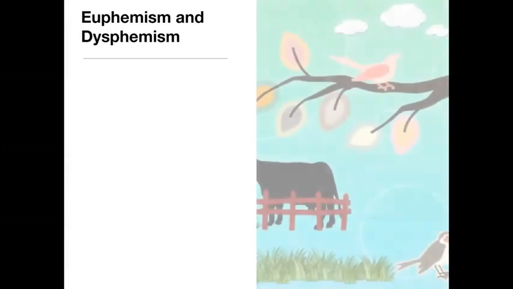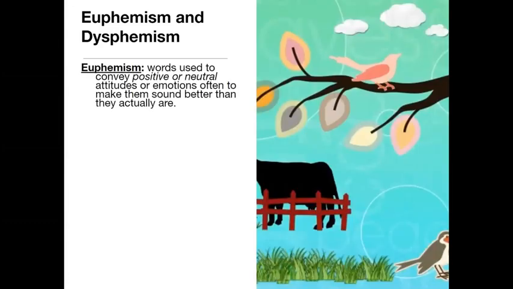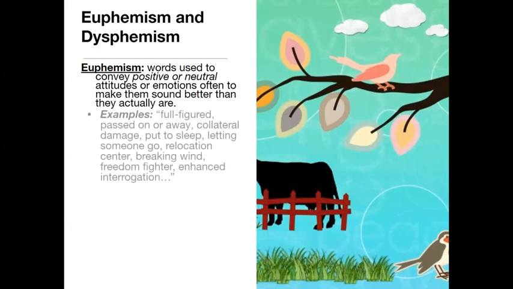Euphemisms and dysphemisms, very common. These are words in any language. And euphemisms are used to convey positive or neutral attitudes or emotions, often to make them sound better than they actually are, right? So when we say things are full-figured, passed on or away, collateral damage, right, for innocent civilians who might be killed in a war zone, put to sleep instead of killed, letting someone go instead of dumping them or breaking up with them, relocation center instead of internment camp, right?